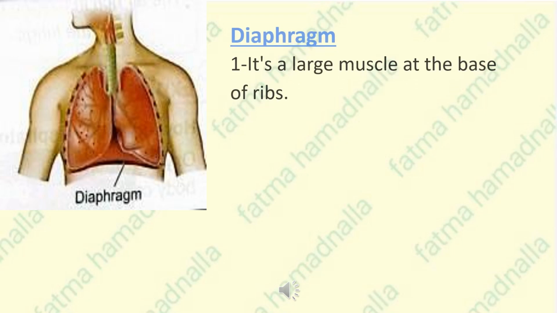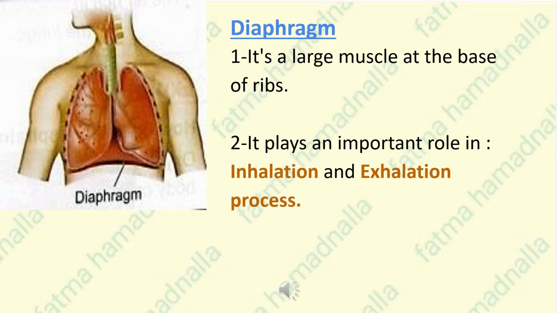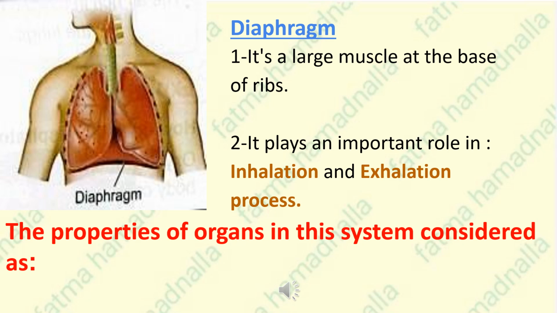The diaphragm is a large muscle at the base of the ribs, and it plays an important role in the inhalation and exhalation process. You have to know that the properties of organs in this system are considered structural adaptations.